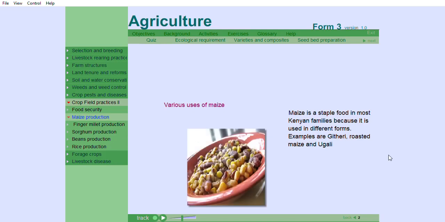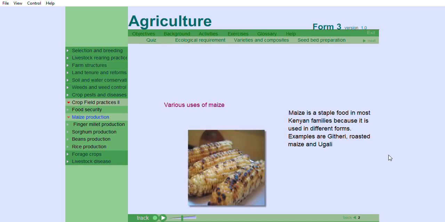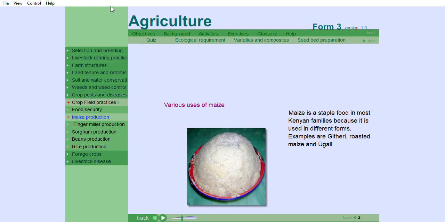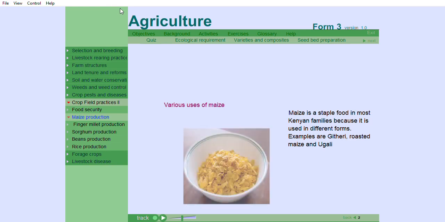Maize production. Introduction. Various uses of maize. Maize is a staple food in most Kenyan families because it is used in different forms. Examples are githeri, roasted maize, and ugali.